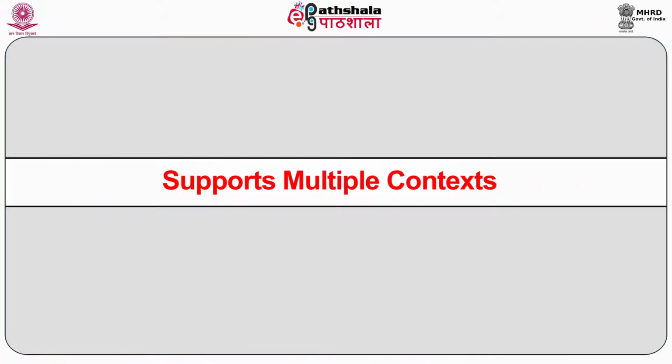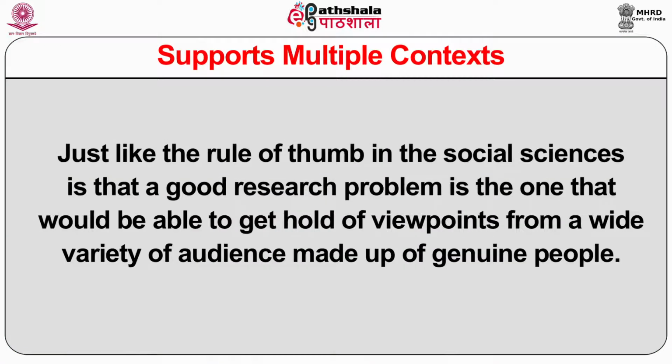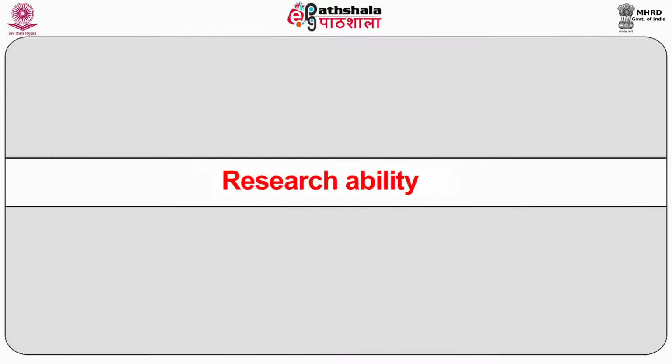Secondly, it supports multiple contexts. The problem must be put up in such a manner that avoids splitting but instead supports the verification and exploration of multiple perspectives. Just like the rule of thumb in the social sciences is that a good research problem is the one that would be able to get hold of viewpoints from a wide variety of audience made up of genuine people. Third, the researchability. It is very well agreed that the world that exists around us is not real, but it represents an important criteria of creating a good research statement.